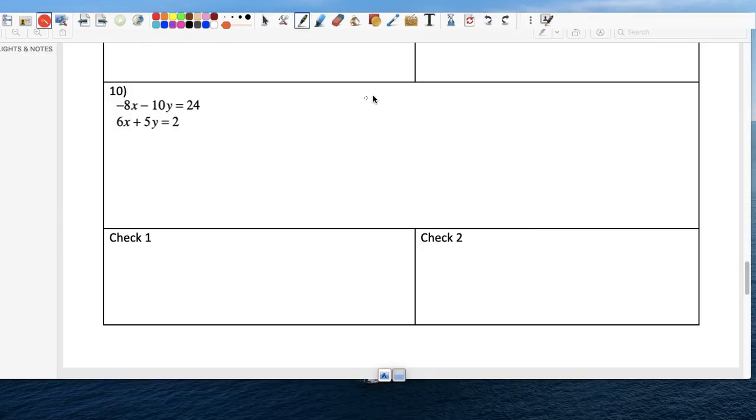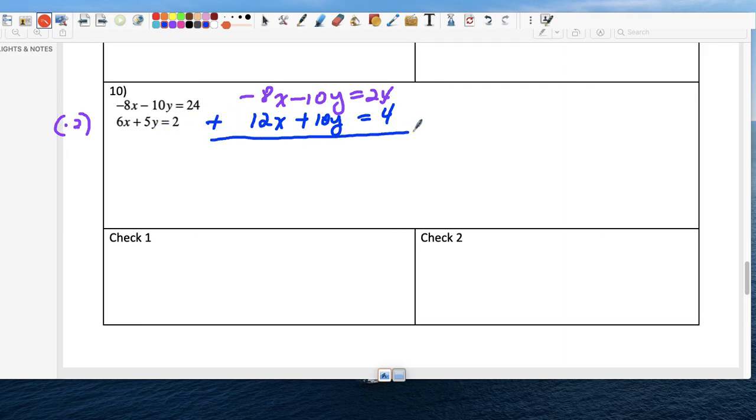Okay? So, I'm going to pick the y's. I'm going to multiply the bottom by 2. Okay, because that's less work. So we got negative 8x minus 10y equals 24. That doesn't change. The bottom one becomes 12x, right? Everything gets doubled, plus 10y, and then plus 4 equals 4, right? Everything gets doubled. 12x, 10, and 4. I get to add these two.